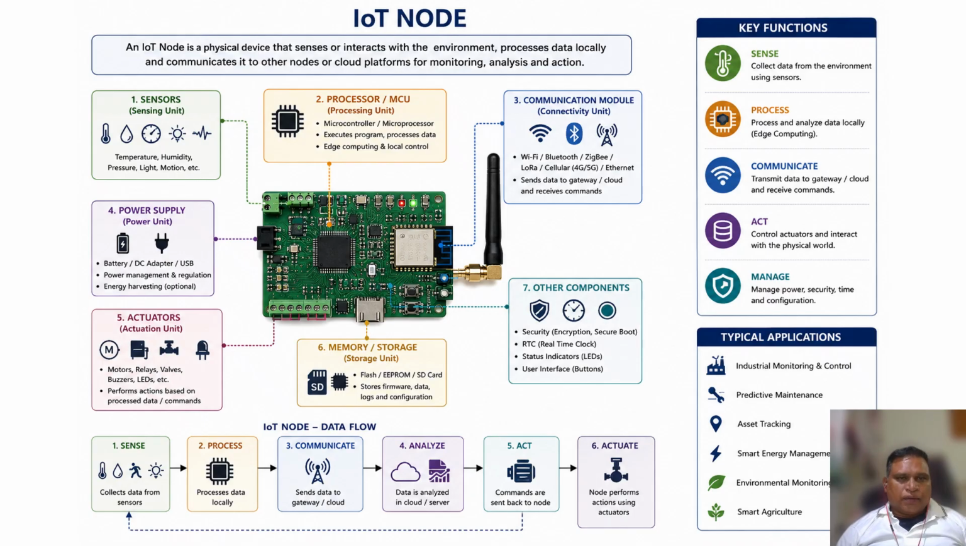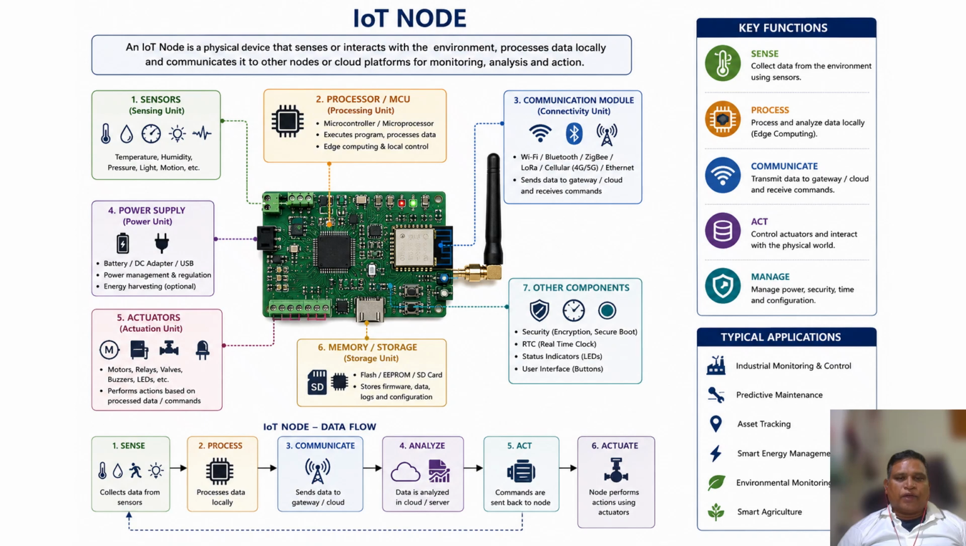Here you can see the IoT node. It is having sensors, the sensing unit. Second one is a processor or microcontroller unit or a processing unit. And third one is a communication module or connectivity unit.